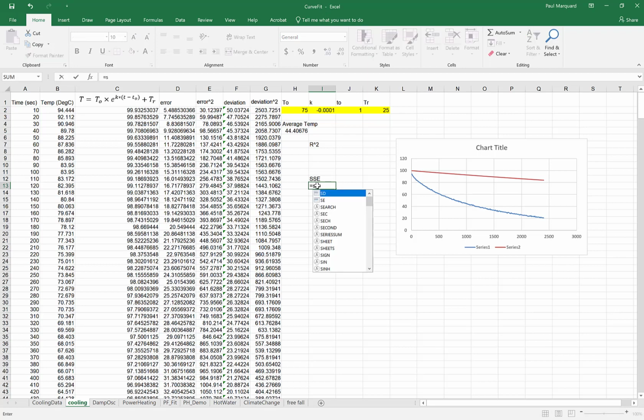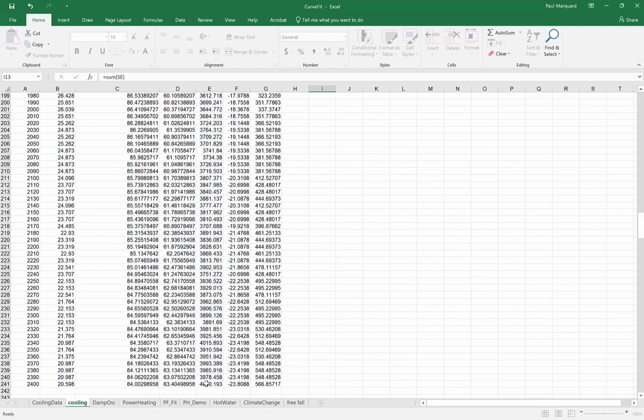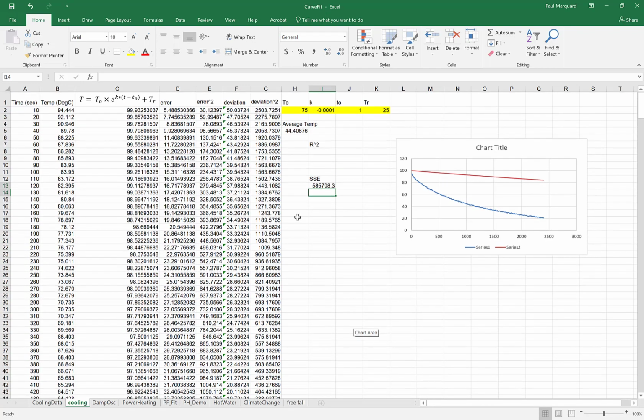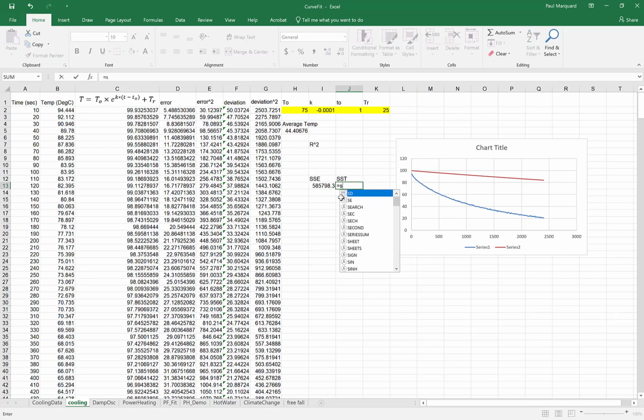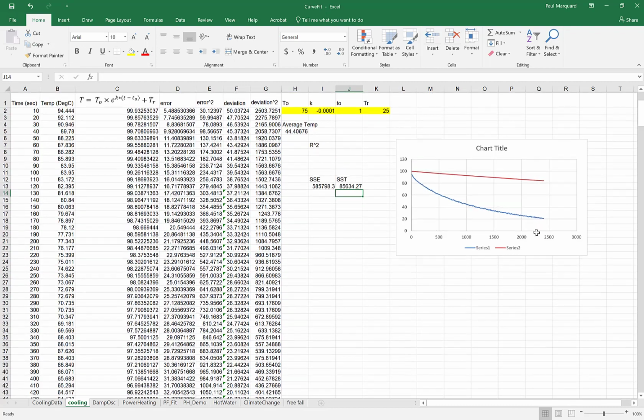So equal sign, sum, open parentheses, and then add up all of these errors, close that parentheses, right? There's the sum of the squared errors, and then there's the sum of the squared deviations, which remember we used a T on that, so equal sign, sum, add up all of these, close my parentheses, hit the enter key.